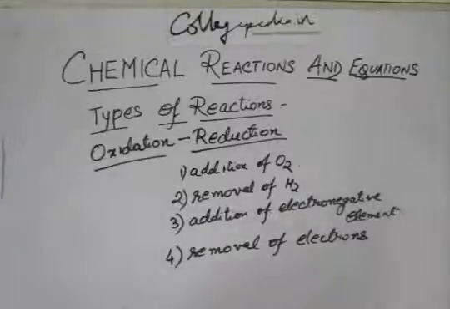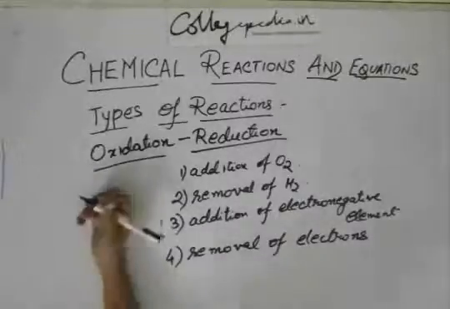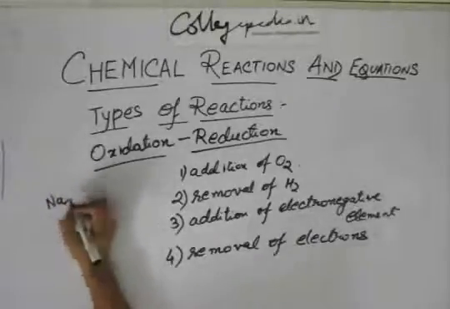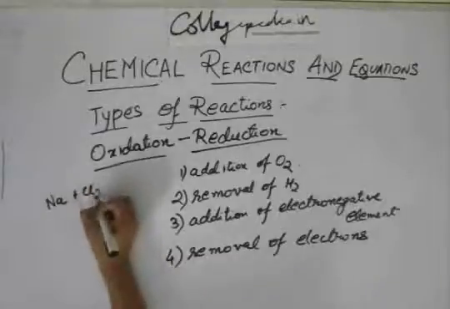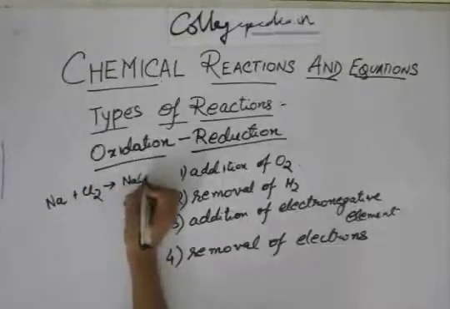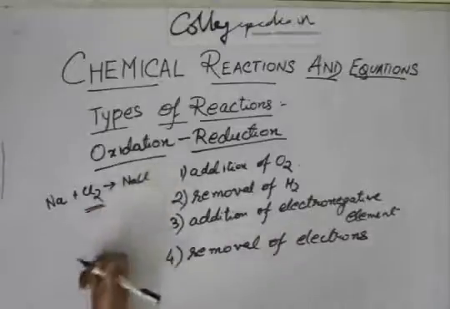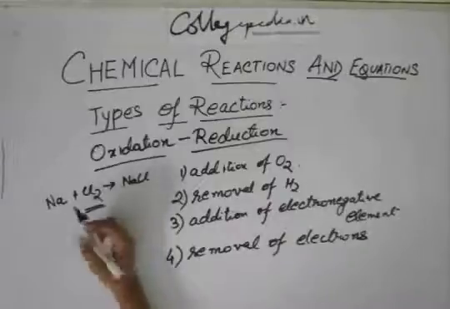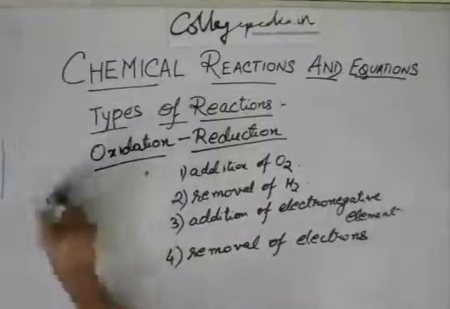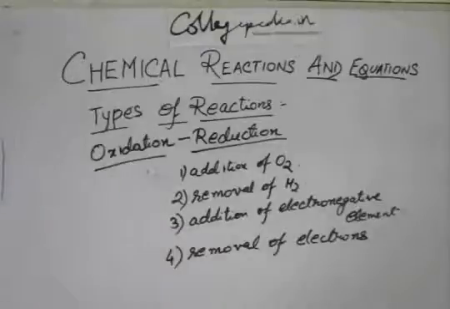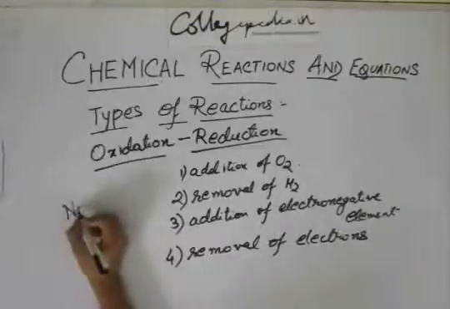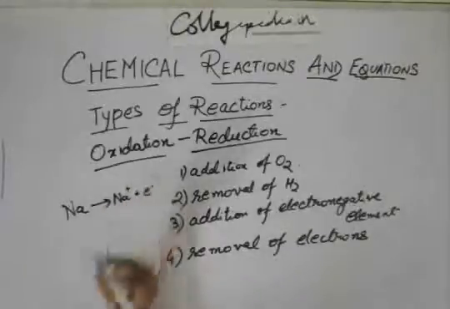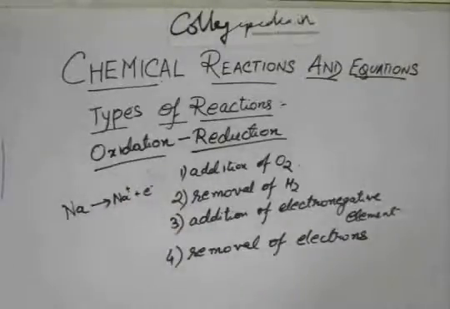Addition of an electronegative element can have oxygen. Oxygen itself is an electronegative element. You can have Na plus Cl2 giving NaCl. That's an oxidation. Chlorine is an electronegative element. It gets added to Na, gives NaCl. Or the removal of electrons, ionization of sodium. Na gives Na plus and an electron. The simple ionization.